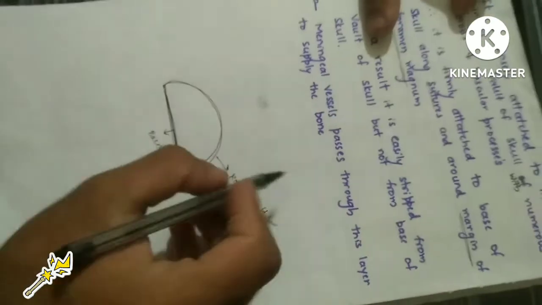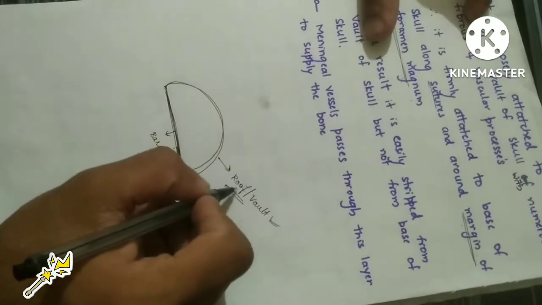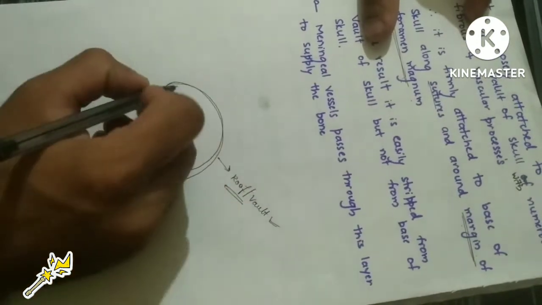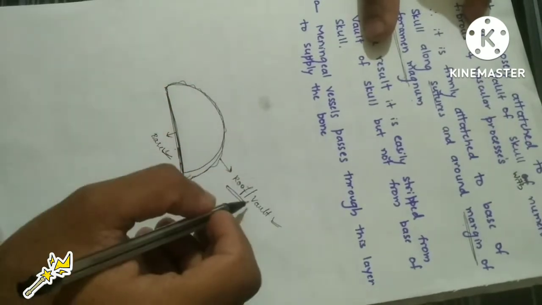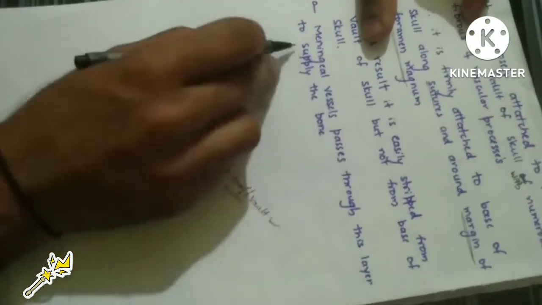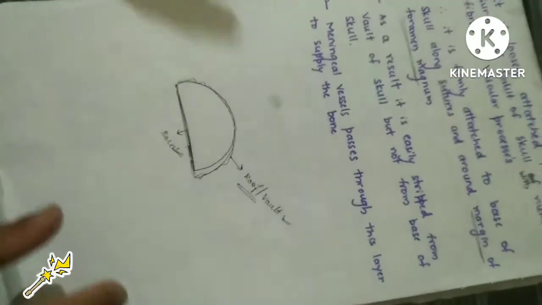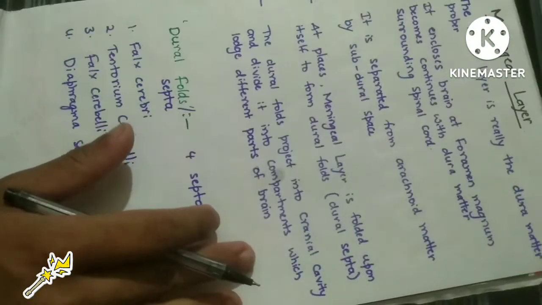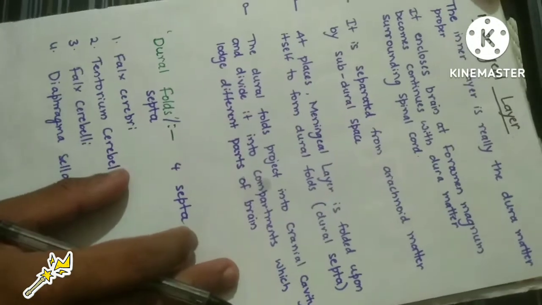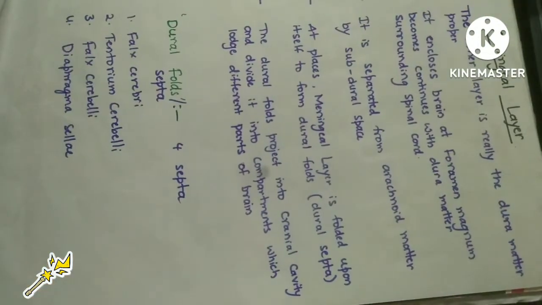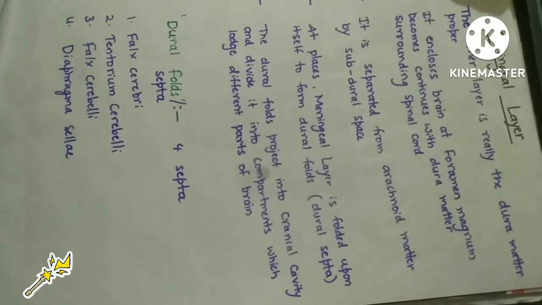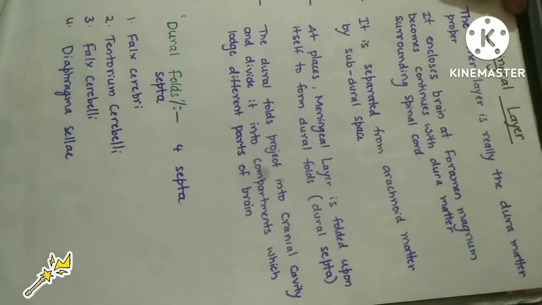And again, this roof is usually covered by meningeal vessels. So many meningeal vessels are present over the roof, and they pass through the layers to supply the bone. Now, the meningeal layer is also called the dura mater proper. It encloses the brain at the foramen magnum and becomes continuous with the dura mater surrounding the spinal cord.